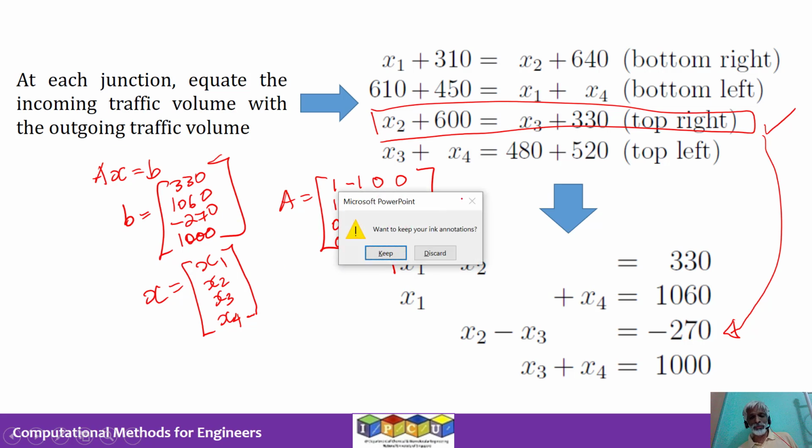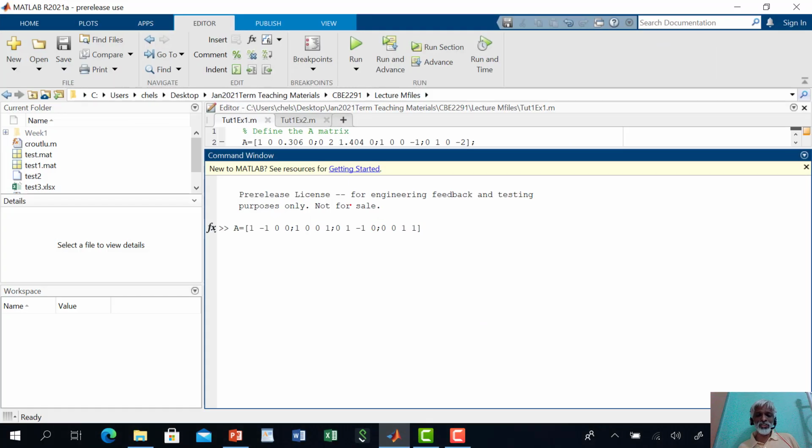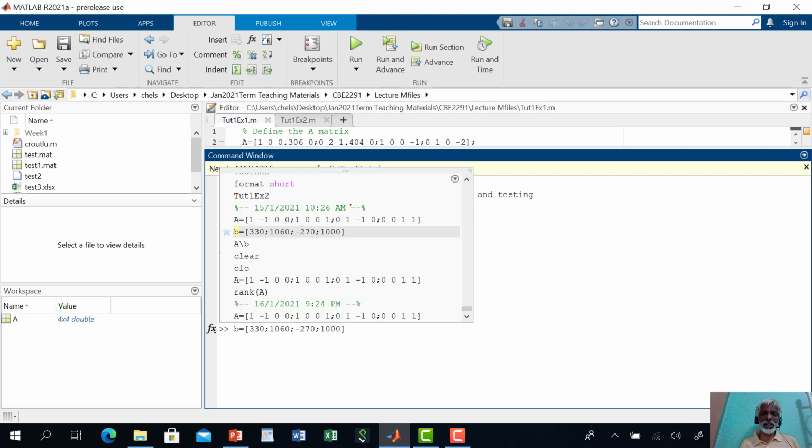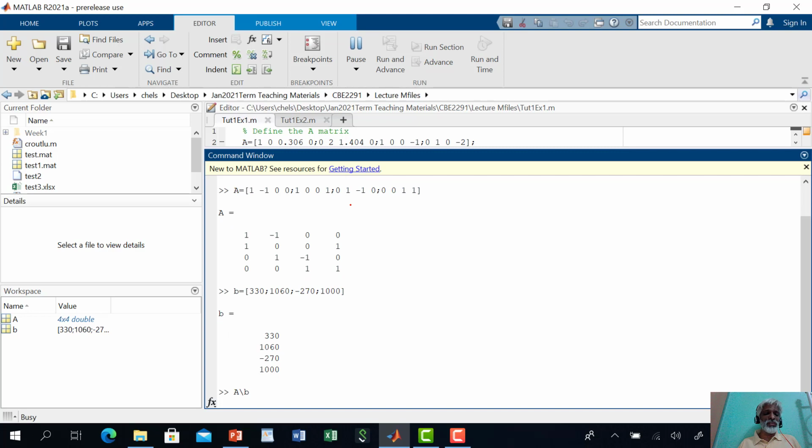So I'm just going to bring up MATLAB here. I've typed the A matrix right there, and the B vector I can type out, so pretend that I've typed it out in front of you here. I've got A and B, and all we need to do is inverse of A times B, or A backslash B, to get the unknown vector X. So when I do that, A backslash B, what answers do we get?